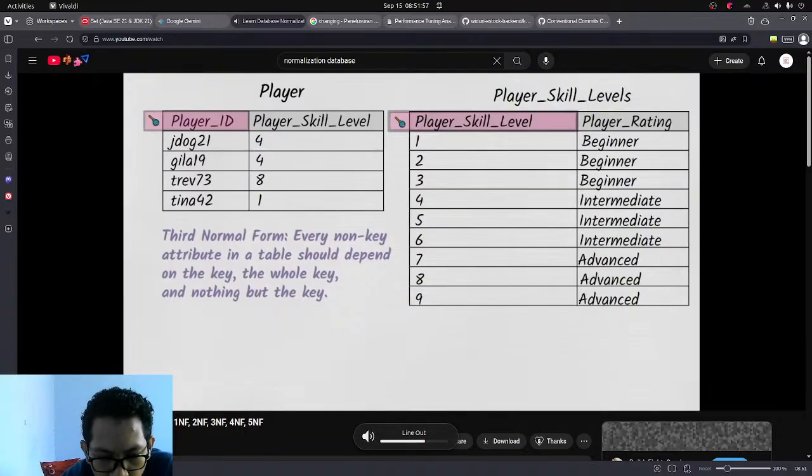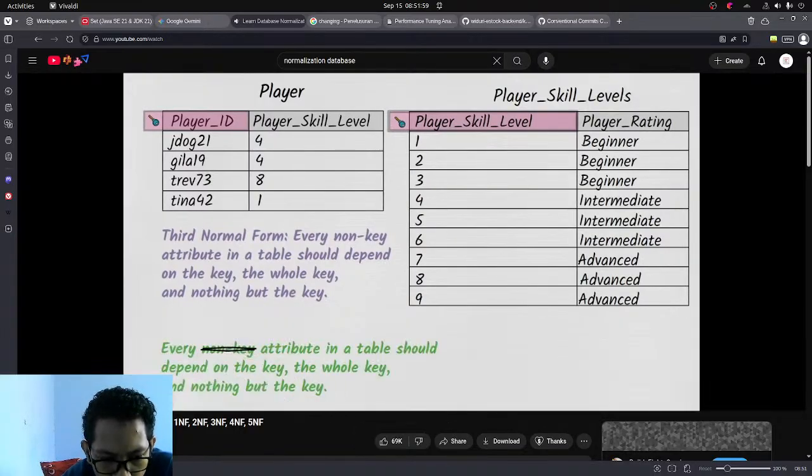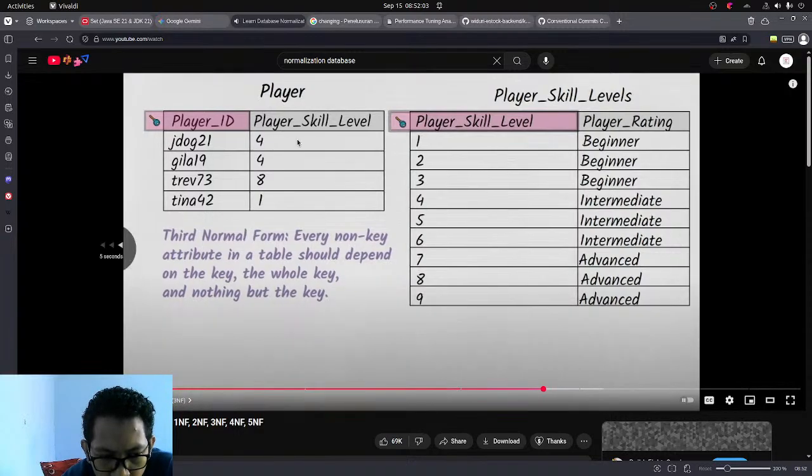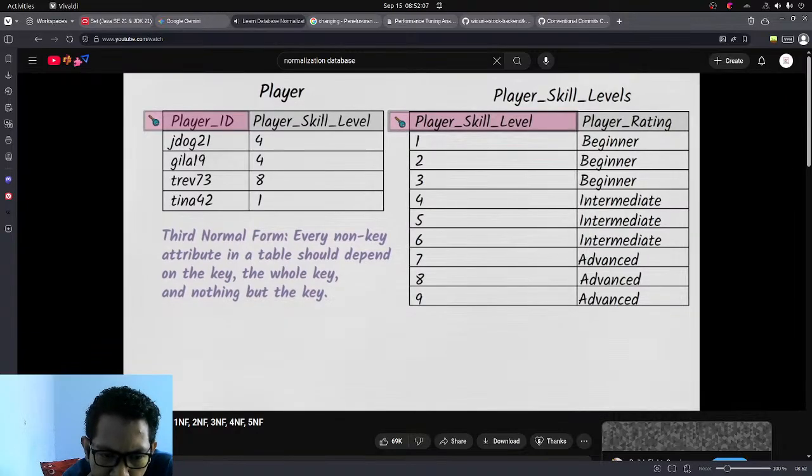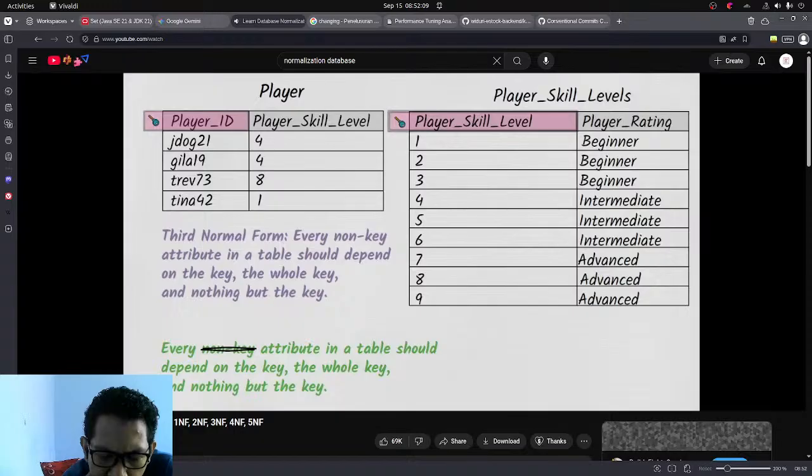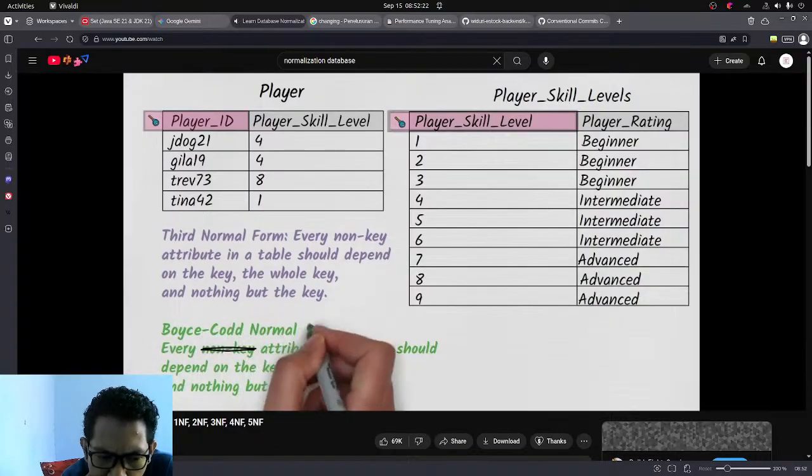It's even possible to shorten this guideline slightly by knocking out the phrase non-key, giving us the revised guideline. Every attribute in a table should depend on the key, the whole key, and nothing but the key. And this new guideline represents a slightly stronger flavor of third normal form known as Boyce-Codd normal form.